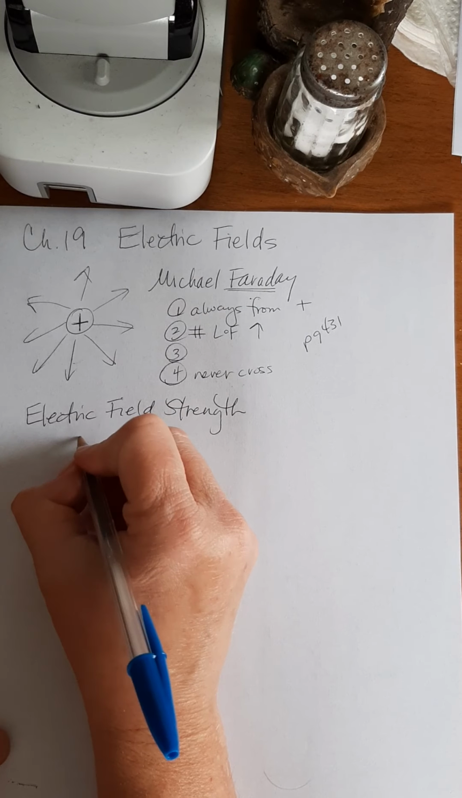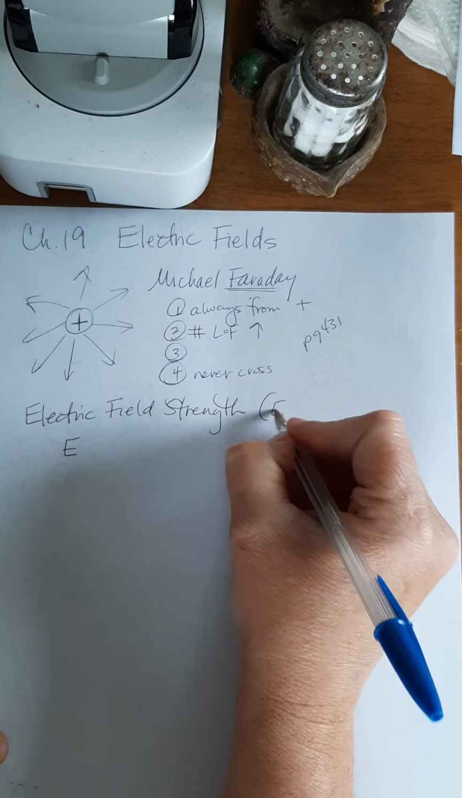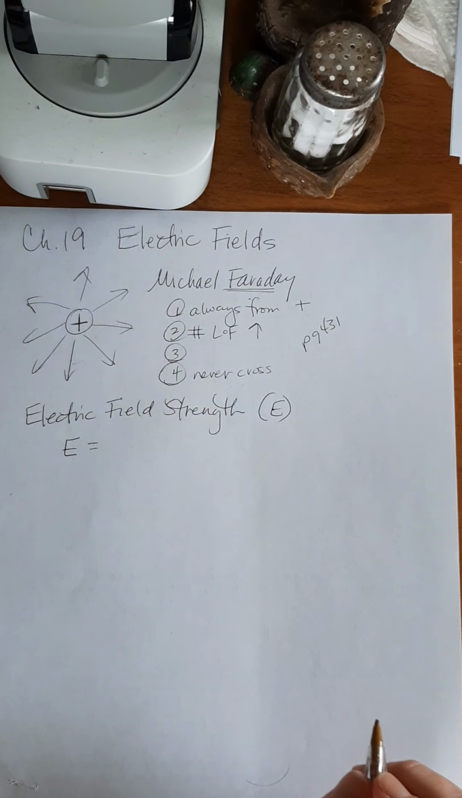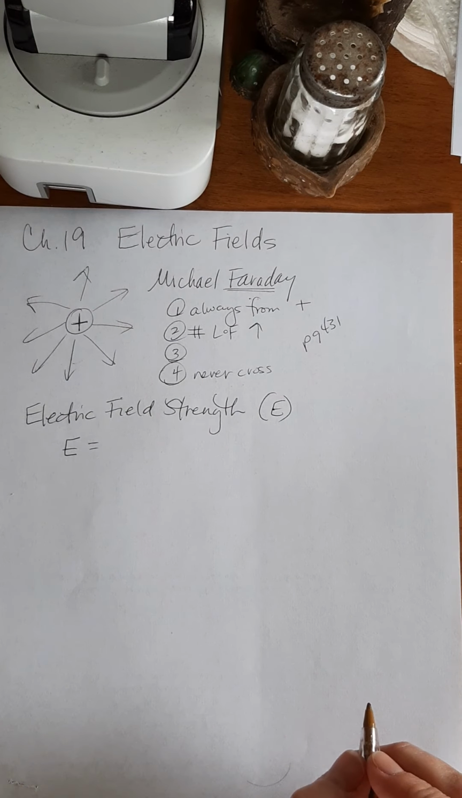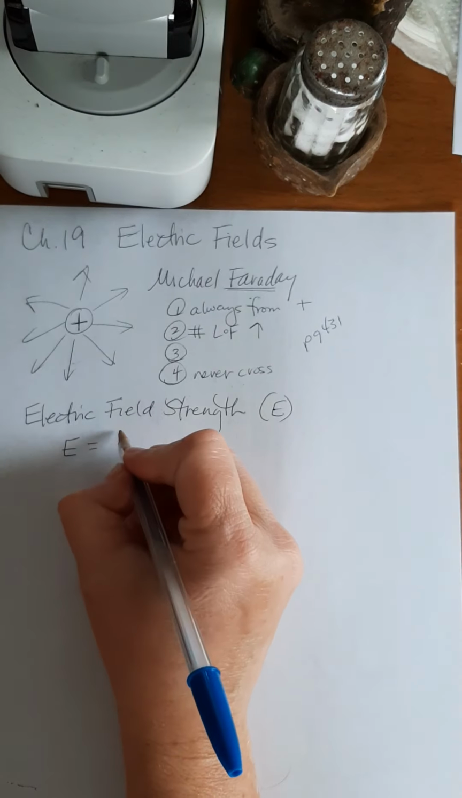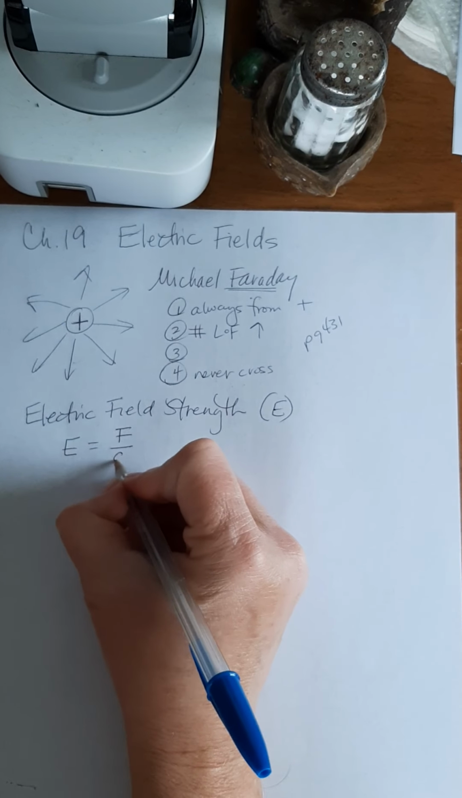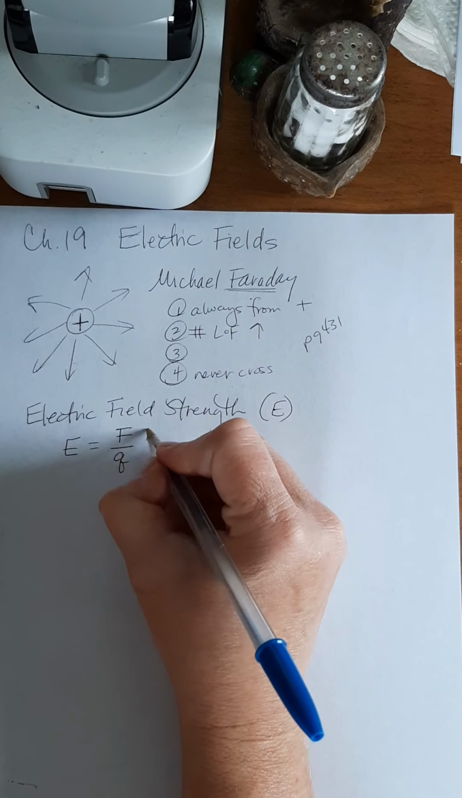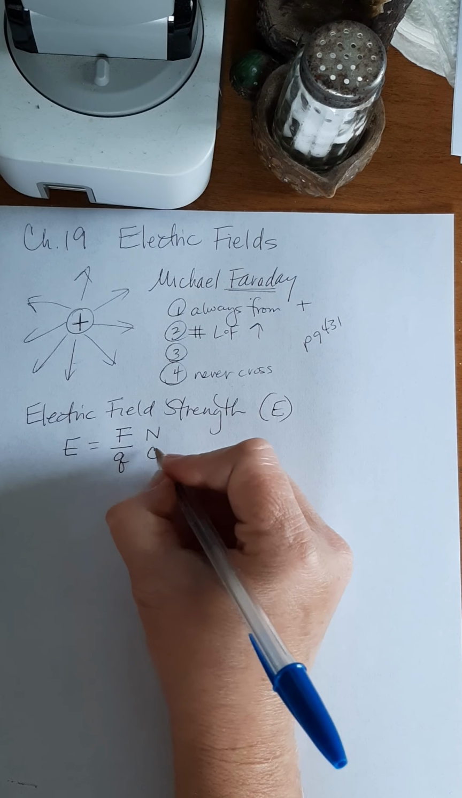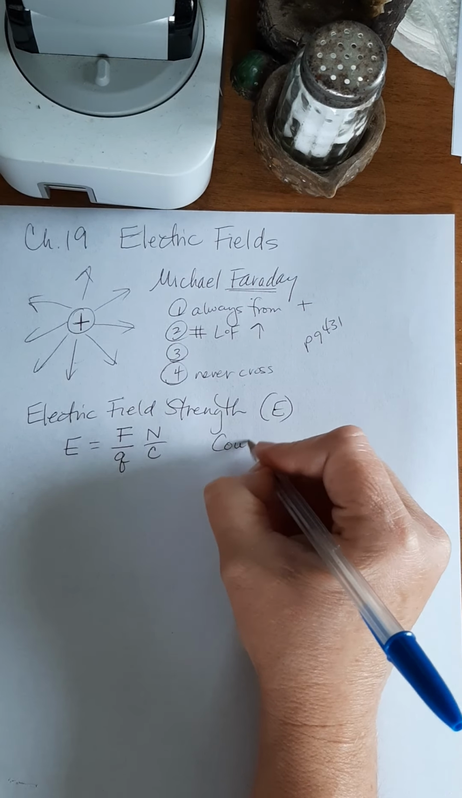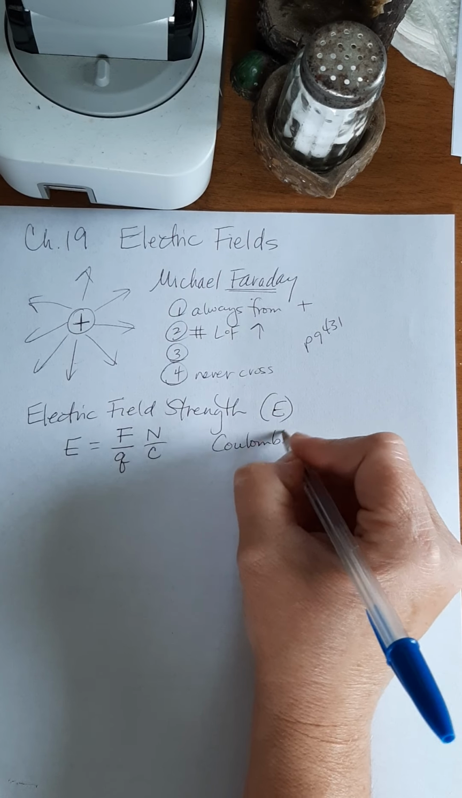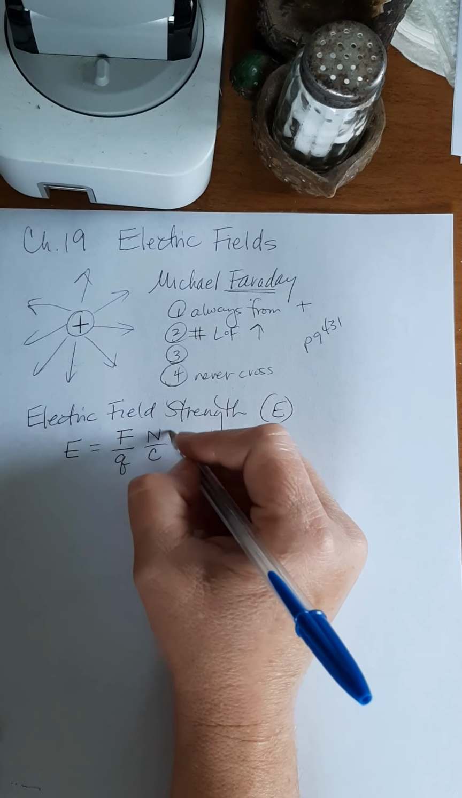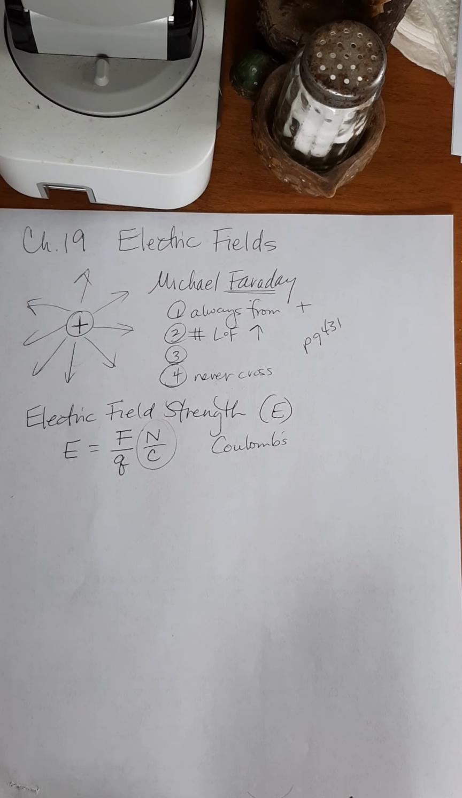The formula for it, we use E for electric field strength, and the math we'll get to next week. But electric field strength is force over charge. And what you have is force, of course, measured in newtons, charge measured in coulombs. I'll write it out there for you. So that is the unit for electric field strength.